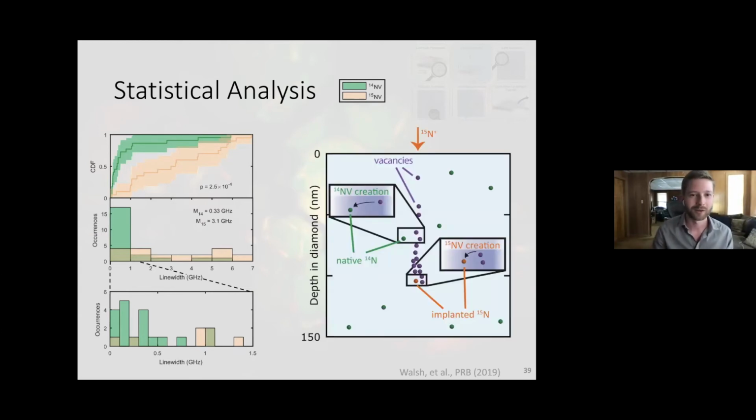And if we look at our little cartoon of the implantation process, we can kind of see why pretty quickly. All of the NVs that are formed from the implanted nitrogen have a much higher likelihood of being surrounded by these vacancies or damage in the defect. Whereas these native nitrogen 14s could be much farther away from that trail of vacancies and have a much cleaner environment.